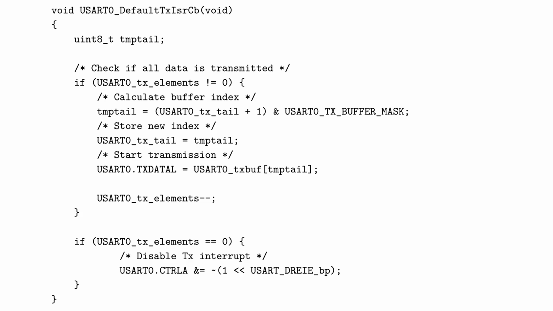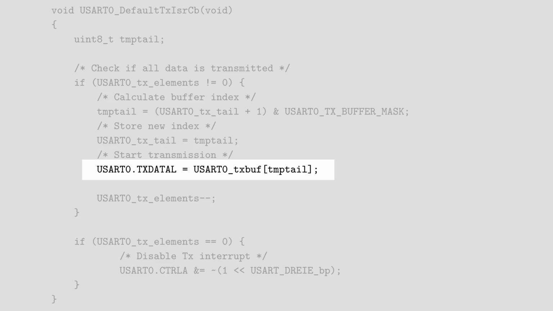Now the TX interrupt code. This is called from the data register empty interrupt vector. Again, most of the code is dealing with the circular buffer, but the first line I'm interested in is this one. Once a byte is moved to the transmit register, that should clear the data register empty interrupt.